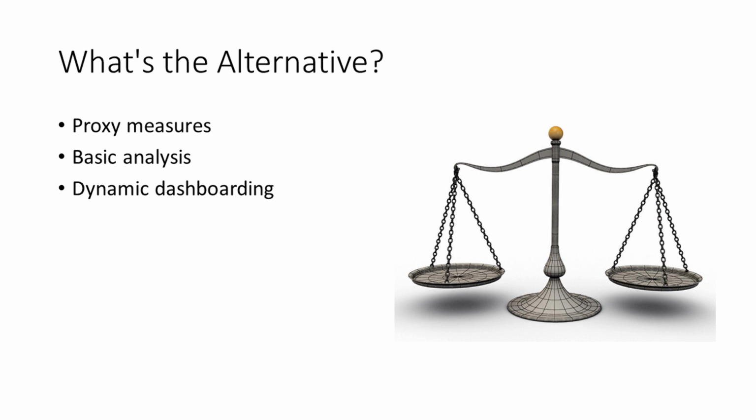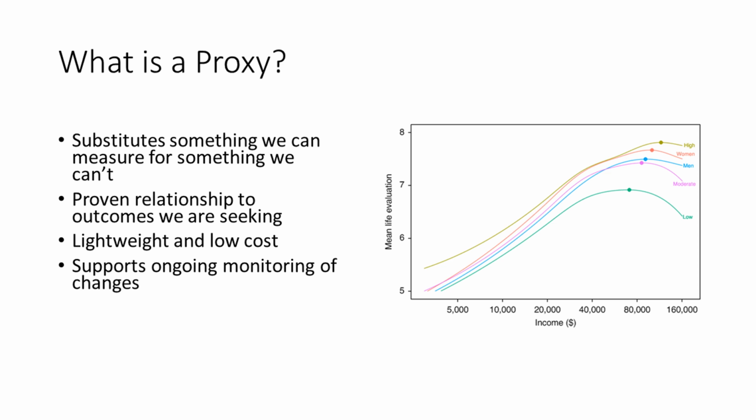So to start with this, I'm going to step through this. What is a proxy measure? Well, a proxy is essentially just substituting something we can measure for something we can't. And it's important that if we select a proxy, that proxy has proven relationships to the outcomes we're seeking, and I'll talk about specifics in a second. For us, it's also important that this proxy measure is lightweight and low cost, because we don't want to just collect data one time. We want to collect data about program impact forever, so that it can support the ongoing monitoring of the changes.